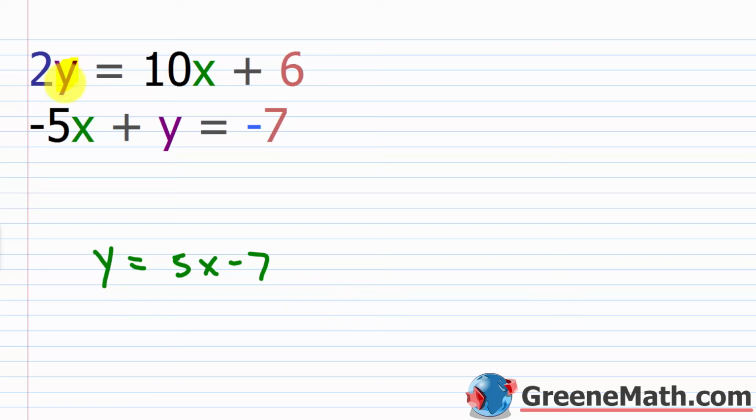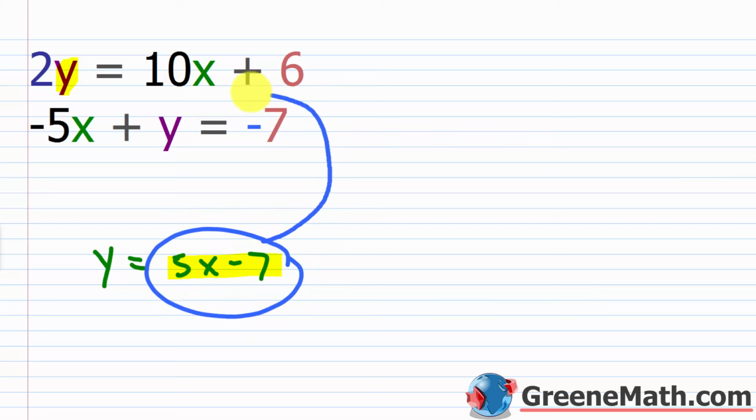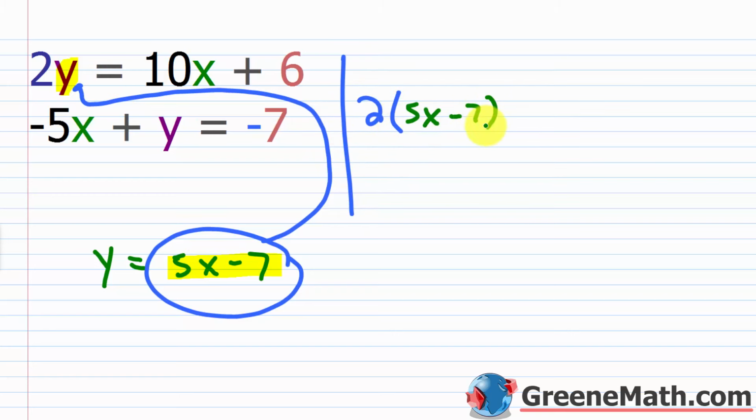So this guy right here, if I highlight that and I highlight this, again, this is what y is equal to or the same as. I'm just going to plug that in there, and I'll have a linear equation in one variable, a linear equation with just x involved. So I would have 2 times, again, use parentheses, 5x minus 7, and this is equal to your 10x plus 6.